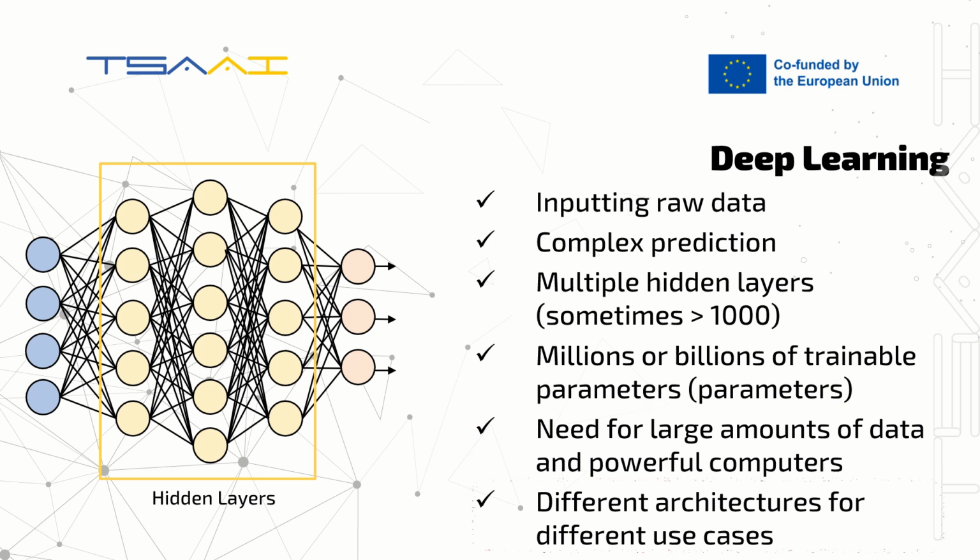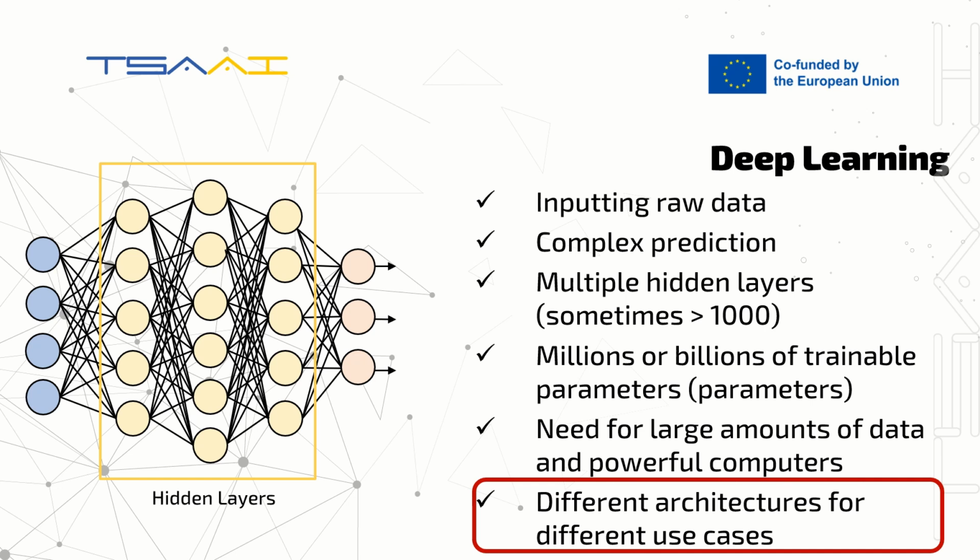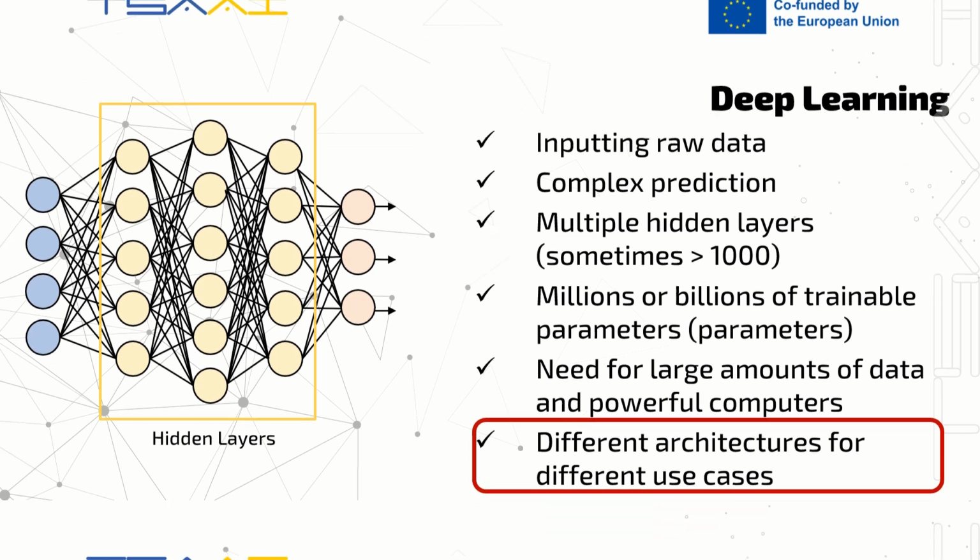It's crucial to note that not all deep learning networks are identical. In subsequent units, we will learn that there are multiple different deep learning architectures for different use cases.